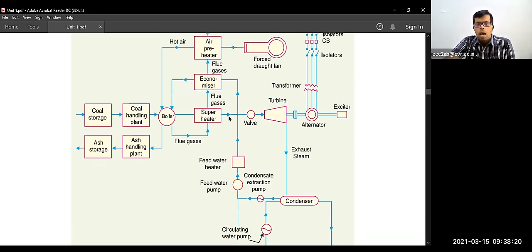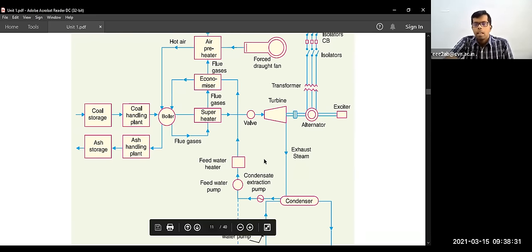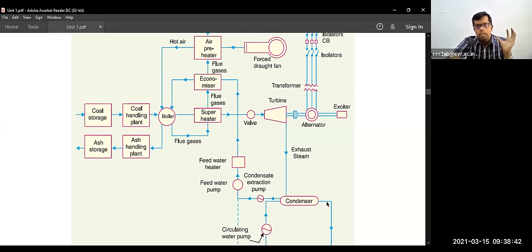Again, the superheated steam will hit that turbine. After that, some exhaust steam will be coming, and the exhaust steam gets condensed in the condenser. Say for example, in the turbine the superheated steam is around 500 degrees Celsius. After exhausting, it will lose some heat, so say you are getting around 100 or 200 degrees Celsius.